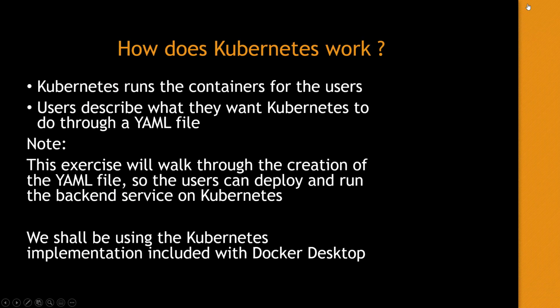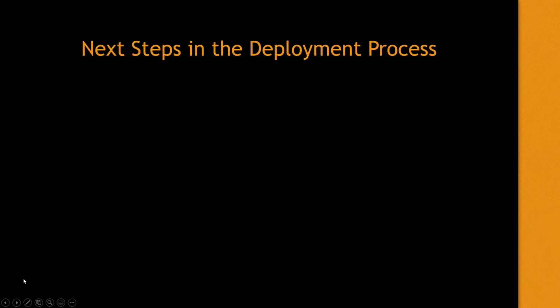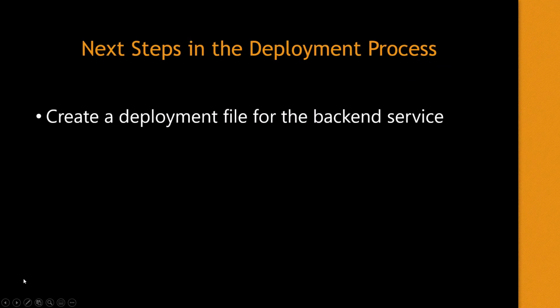Right, so let's get back to our exercise. First of all, we'll create a deployment file for the backend service. We have seen a backend service is there and a front end service. So we have run the containers in the earlier part. Okay, so now these are the next steps in the deployment process. Create a deployment file for the backend service. So we'll start with that.